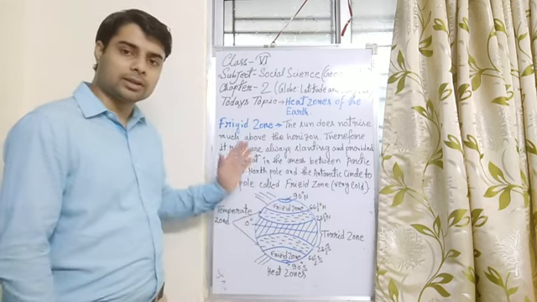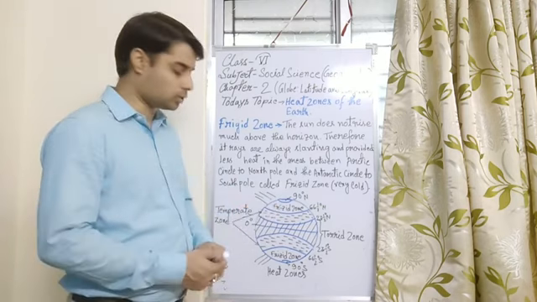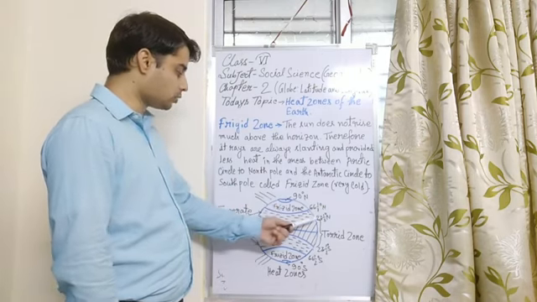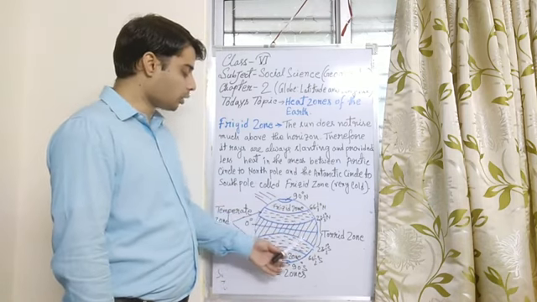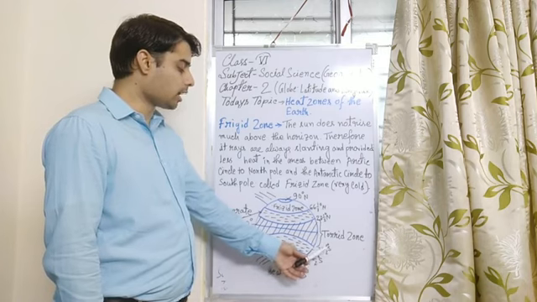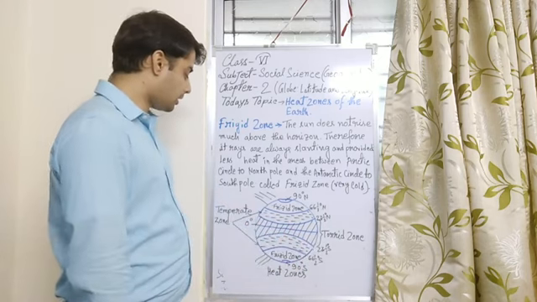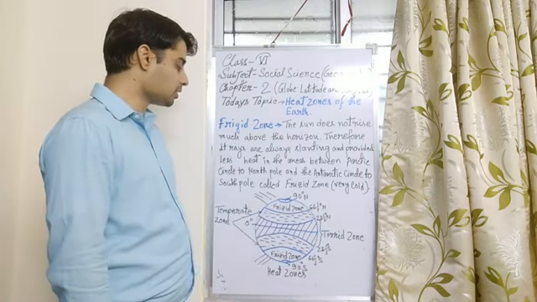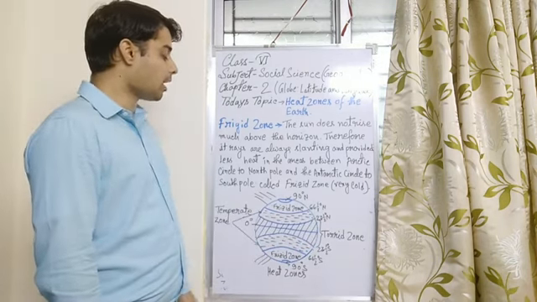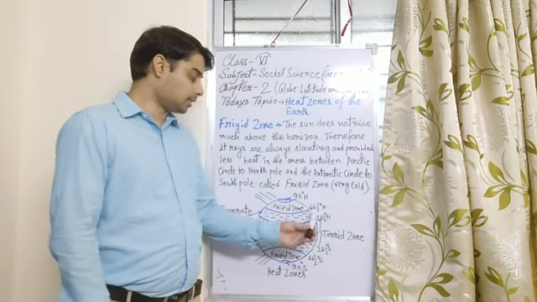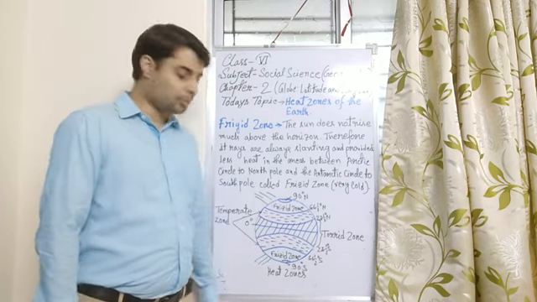And in this map you can clearly understand which region is called the torrid zone. These two lines, 23.5 degrees north, the Tropic of Cancer, up to 23.5 degrees south, the Tropic of Capricorn. This region is the torrid zone. And the region between 66.5 degrees north, the Arctic Circle, up to 23.5 degrees north, the Tropic of Cancer, is called the temperate zone.